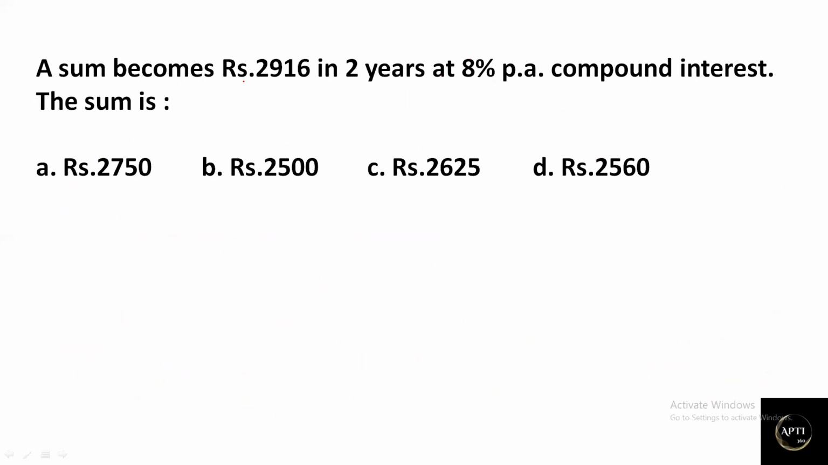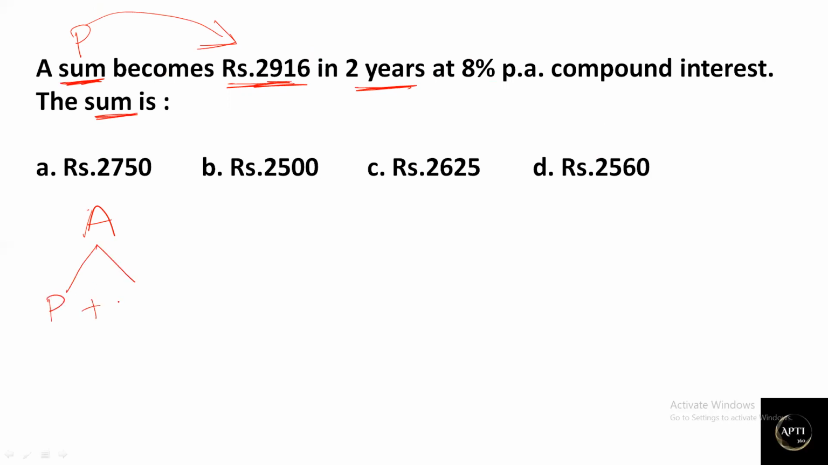A sum becomes 2,916 in 2 years at 8% per annum compound interest. The sum is, okay, first you need to understand what are the given values. The sum becomes 2,916 means sum in the sense principal amount. Now principal amount, whatever it is, we don't know what is principal amount. 2,916 in 2 years means whatever 2,916 is nothing but amount. In 2 years at 8% per annum compound interest. Find the sum means principal amount we need to find. What they have given is amount is given.